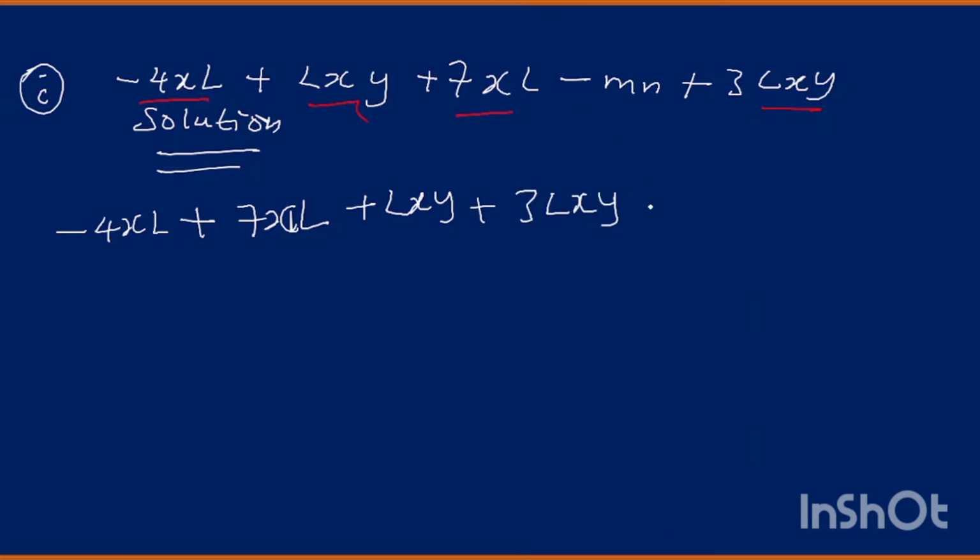So the only thing remaining is minus mn. So we can now carry out the operation. This is minus 4xl plus 7xl. That will give me 3xl. This is lxy plus 3lxy. That will give me plus 4lxy minus mn.